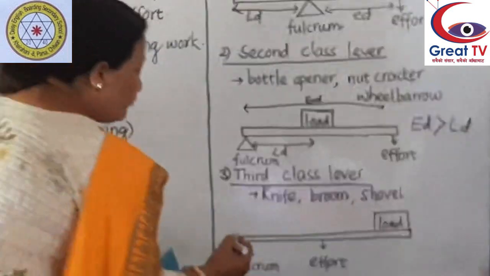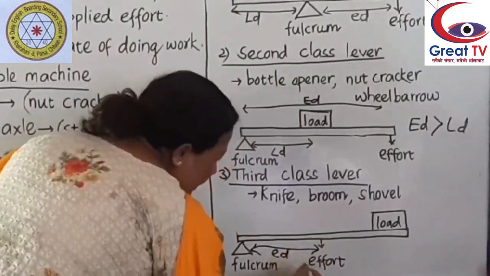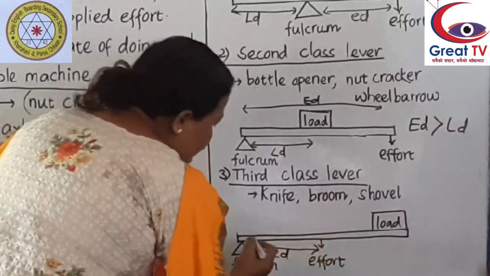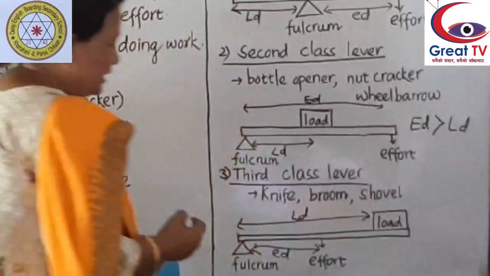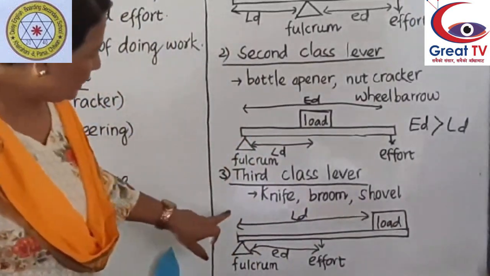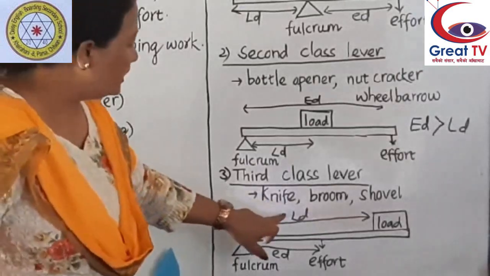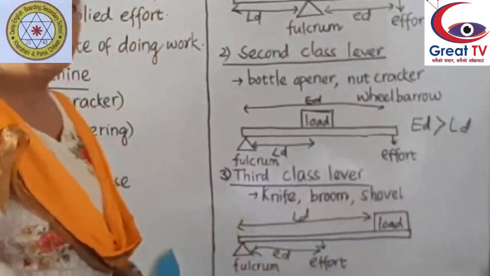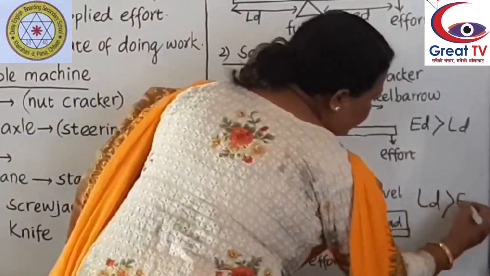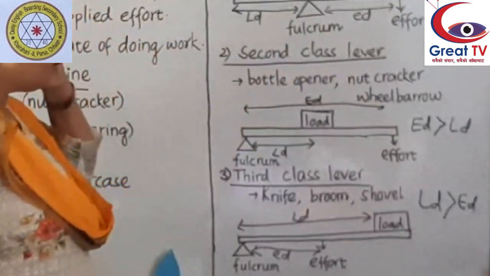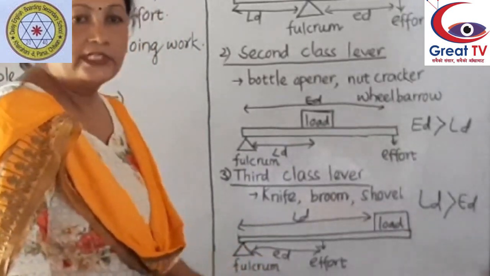The distance from fulcrum to effort is called effort distance, and the distance from fulcrum to load is called load distance. Which distance is greater? Load distance. In this lever, load distance is greater than effort distance.